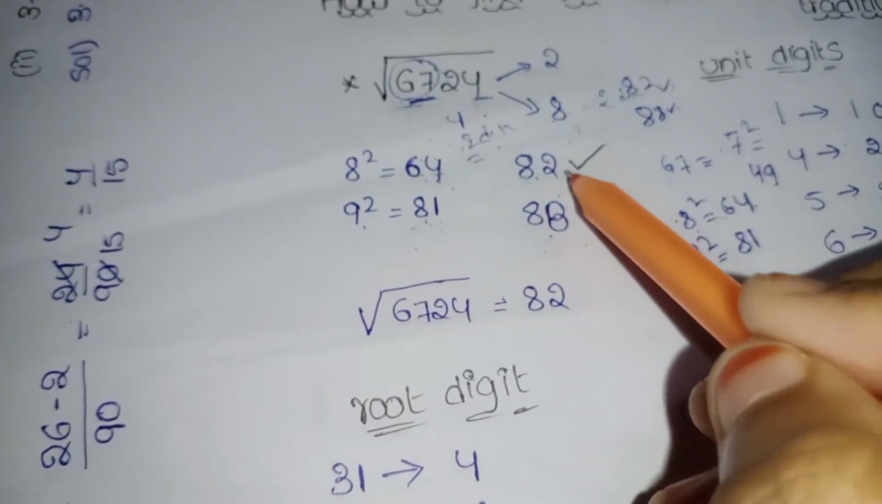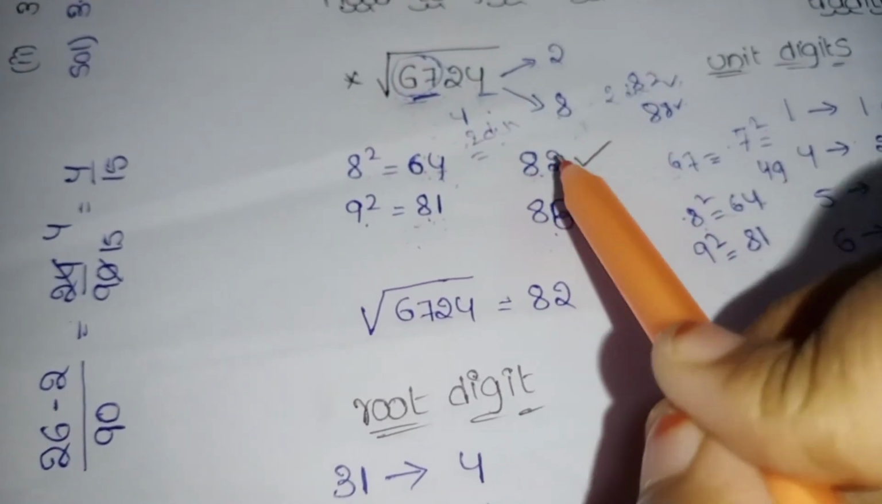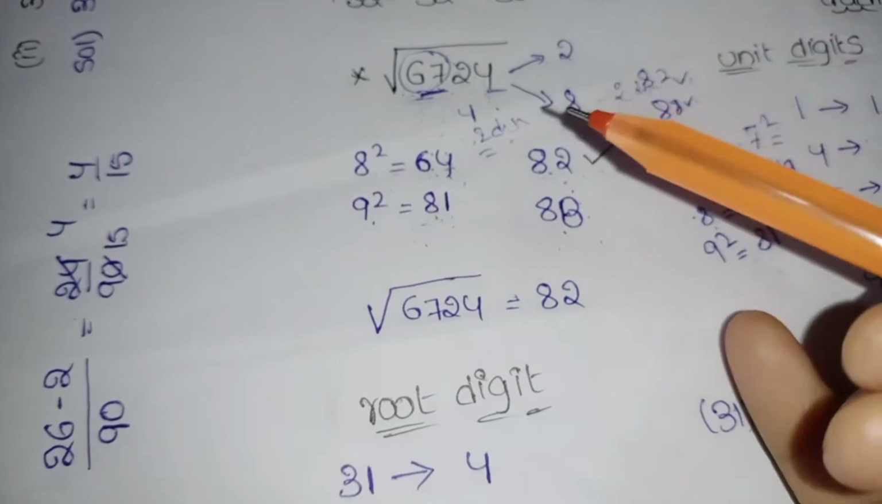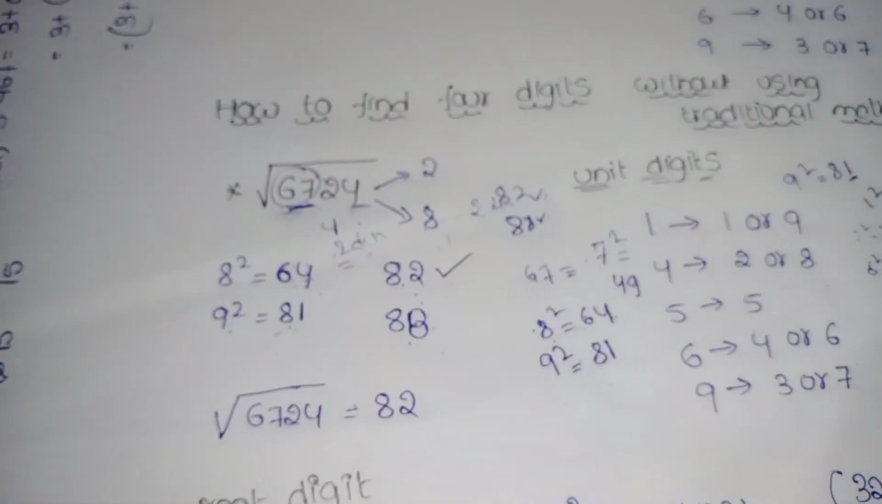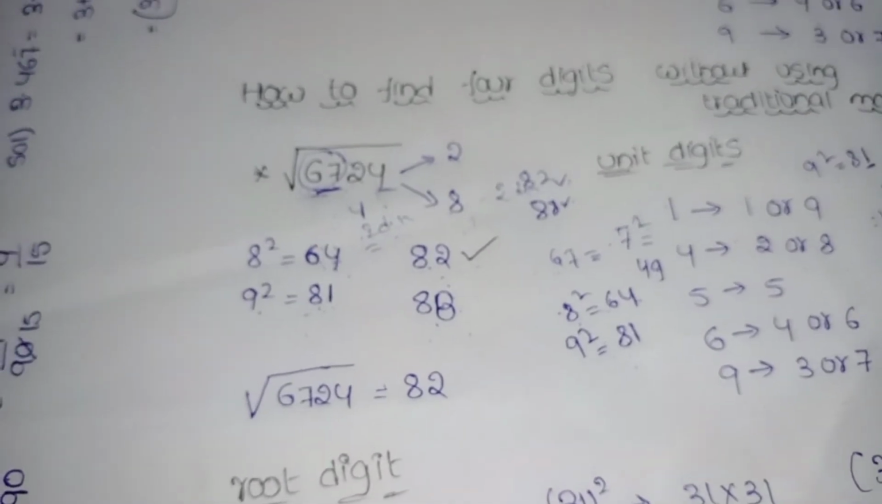So above the value, which is above the value? 82. So 82 is our answer. This is the trick to find the square root of 4 digits without using the traditional method.